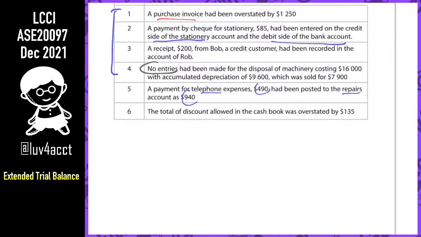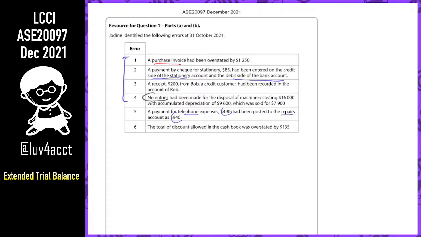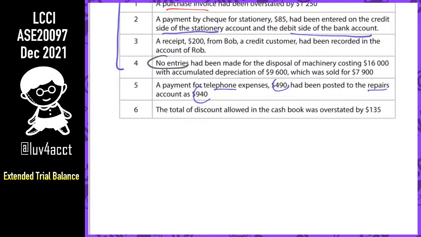Last item, item 6. Total discount allowed in the cash book was overstated by 135. This one we have to be careful. I will explain one alternative answer for this item, but then we will work on this item according to the answer key first. 135 discount allowed in the cash book overstated. So we have the cash book, 3-column cash book. Discount allowed is in the debit side of the cash book, together with the receipts from trade receivables. And then after adding up, we have 135.